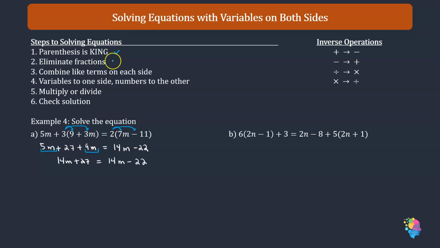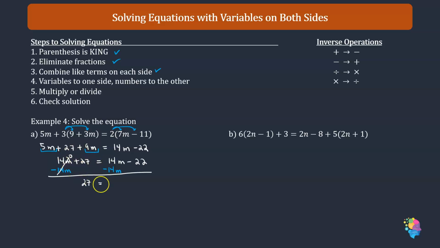So then I've done step 1, step 2, and step 3. Now I'm going to move the variables to one side. I'm going to move this positive 14m, so minus 14m. Let's collect it with a like term over here. Now 14m minus 14m, that goes to 0. So that gives me a 27 on the left side. The variables have been eliminated on the left side.